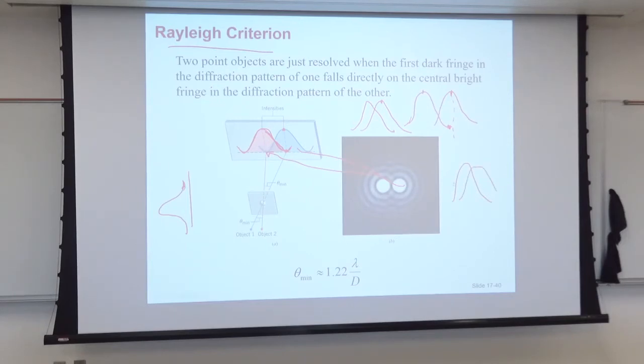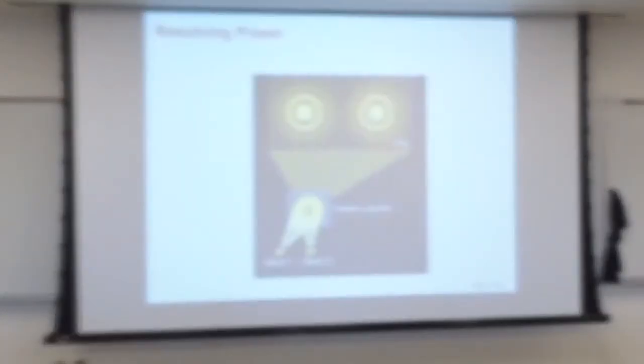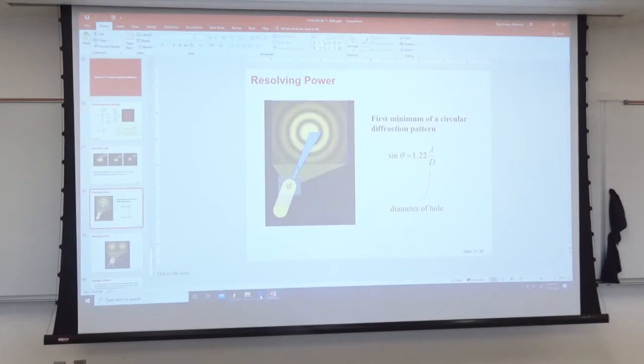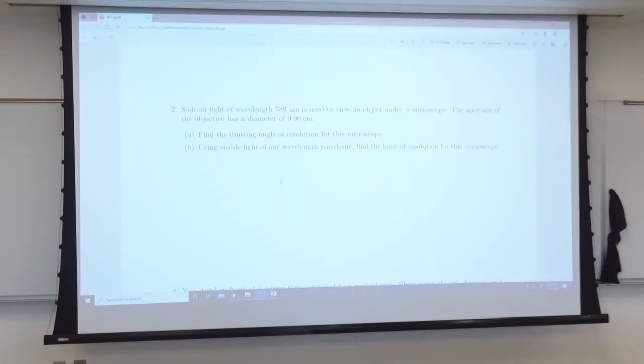So this is the minimum criterion for the resolution of 2 objects. This is the formula that we will be using for the next problem. In order to see two objects distinctly, you need that criterion. Okay, so let's see the problem. This is asking to find the limiting angle of resolution for the microscope. So can you guys try that?